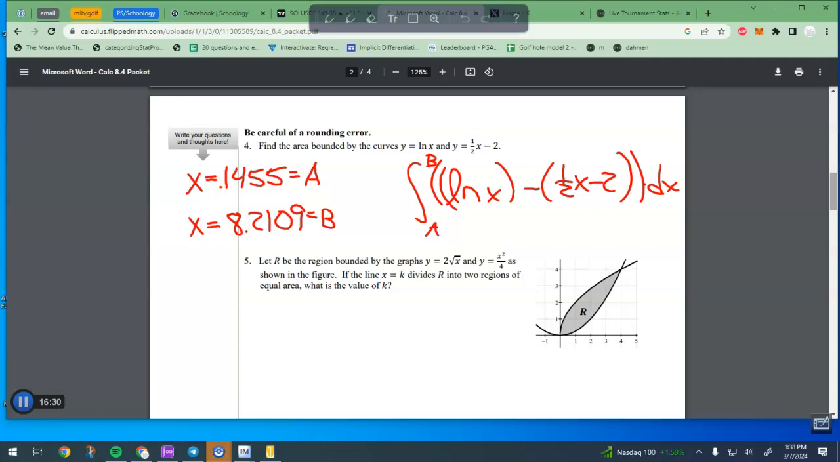So again, you got to figure out what's on top and bottom, and maybe you can tell. Maybe you're just familiar enough with square roots and squares that you can tell. Maybe you got to plug in a number. Maybe you graph it. But you got to know what's on top. So just doing that, 2 times the square root of x is on top, and x squared over 4 is on the bottom.